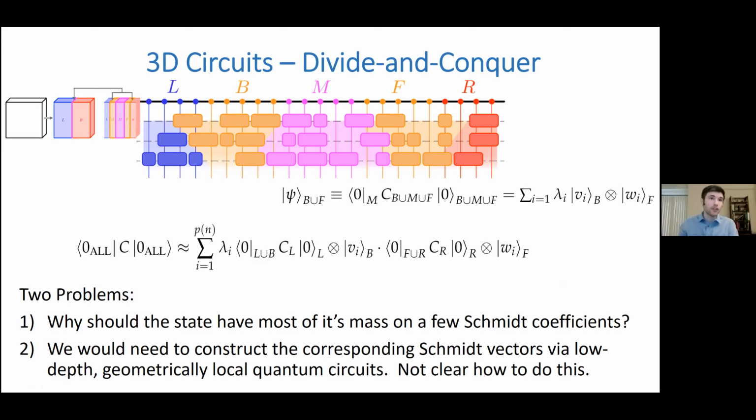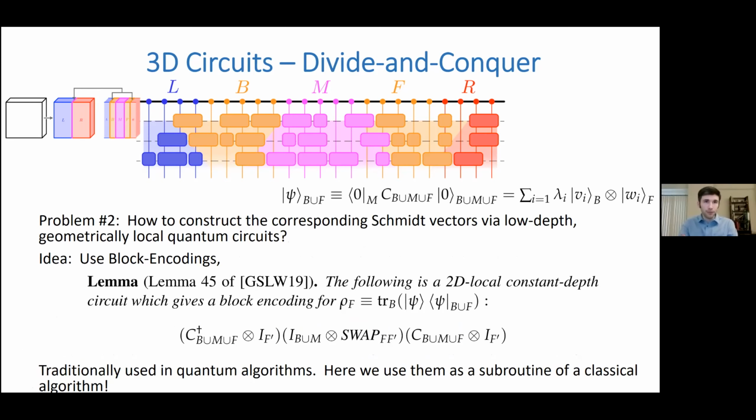Okay, so we're gonna solve these two problems. I'll explain how. We're gonna start with problem number 2. All right, how to construct the Schmidt vectors via a low depth geometrically local quantum circuit. So long story short, I wish I could do more build up to this, but I don't have time for it. We're going to use a technique called block encodings to do this. And block encodings are a standard technique from the literature. I will explain them in the next couple of slides.